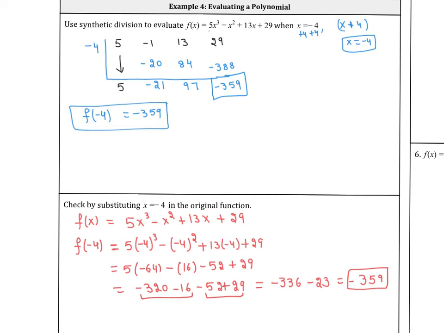So either you use synthetic division to evaluate the function value at x equals negative 4, or you use substitution, you're going to get the same answer.